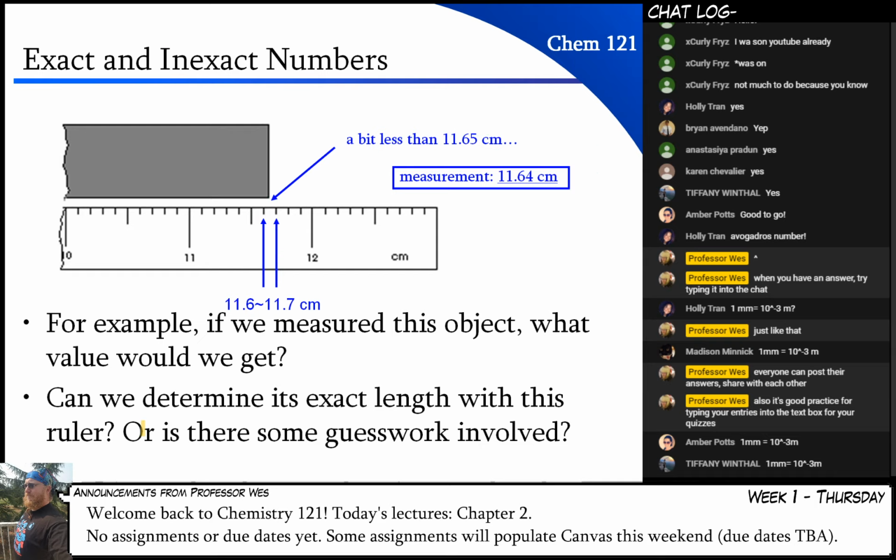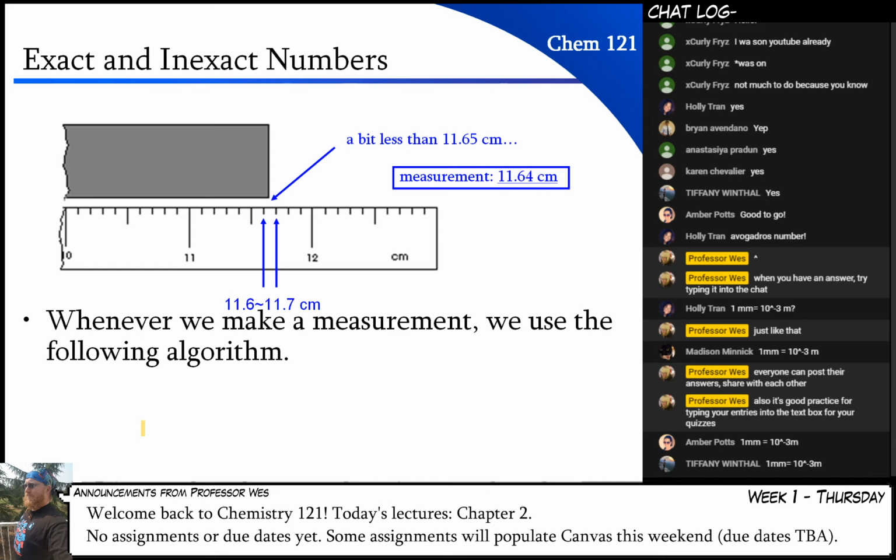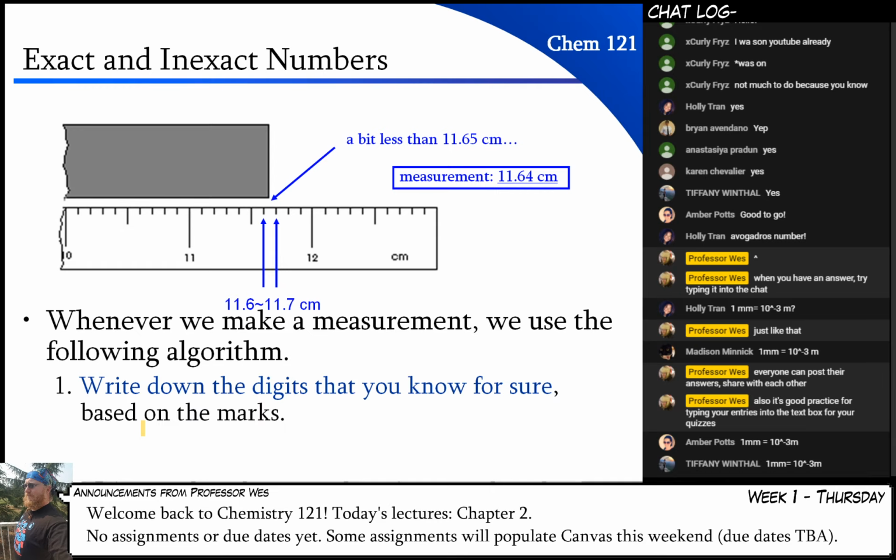So this would be an appropriate measurement to make for this. Let's talk about the rules that you should follow in order to get a reproducible measurement to this degree of precision each time. The first rule is to identify the marks that the object falls between and write down the digits that you know for sure. In this example, I knew that my object would be 11.6 something centimeters. It can't be 11.7 because that would require it to end up over here between these two. Since I know it's 11.6 something, I can write that number down.